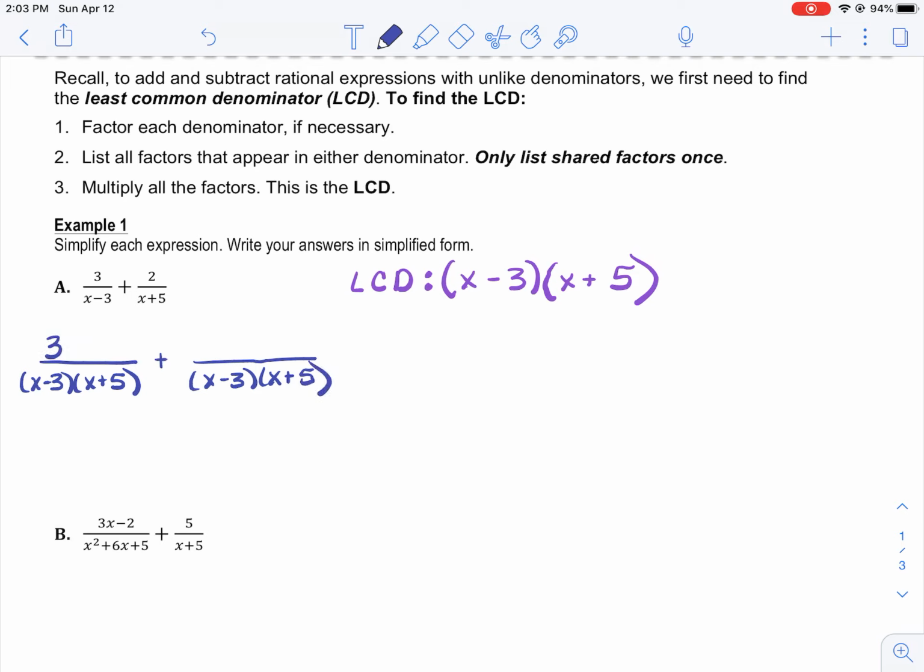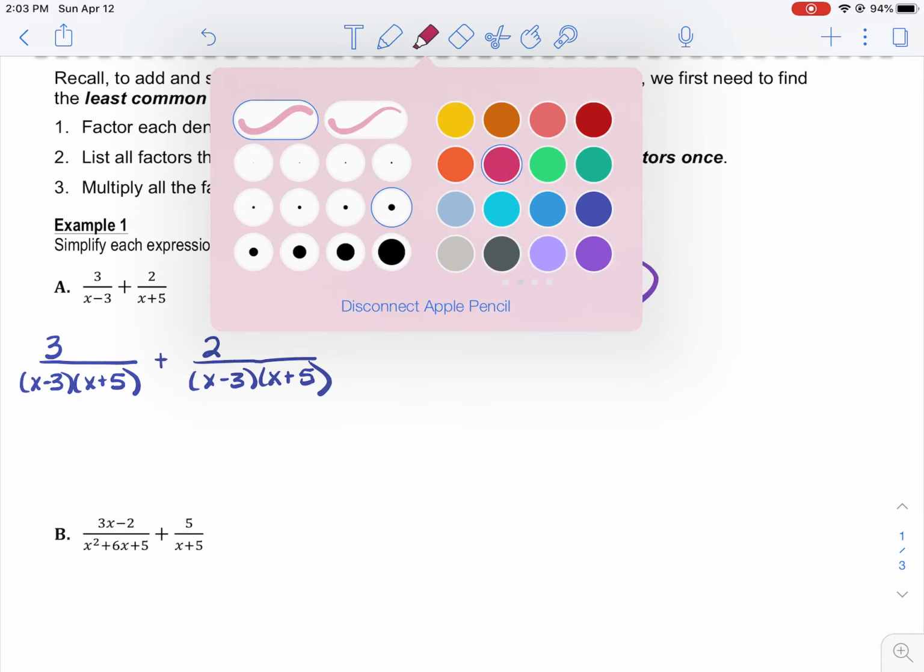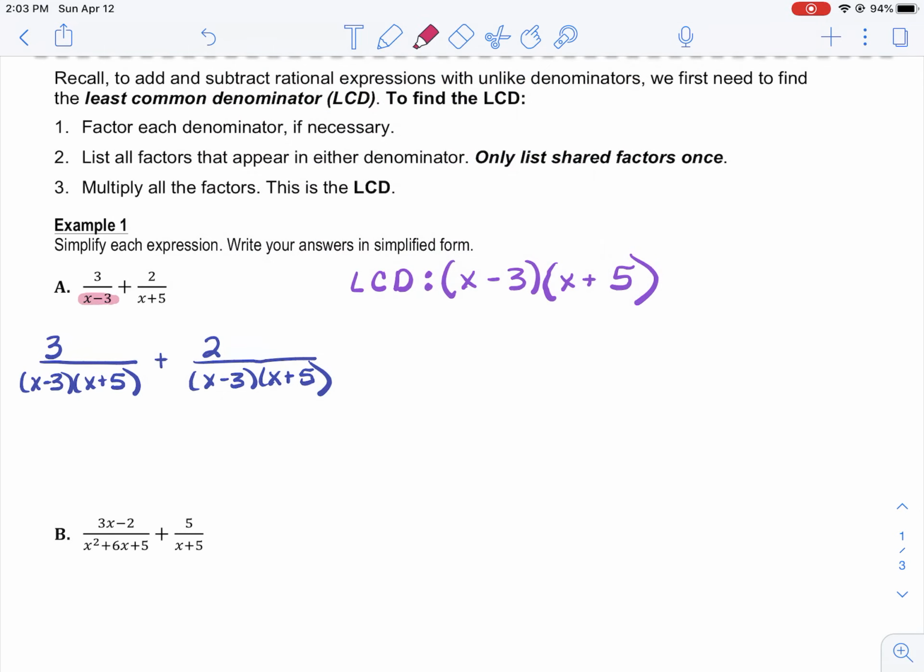Okay, I'm going to put my original numerators back on top. All right, now the key is to look at your original denominators and your new denominator. So the first one started with an x minus 3. What did you multiply x minus 3 by to get x plus 5? Oh, we multiplied by x plus 5.